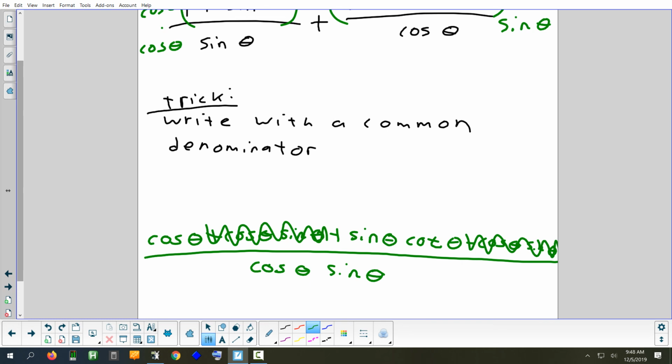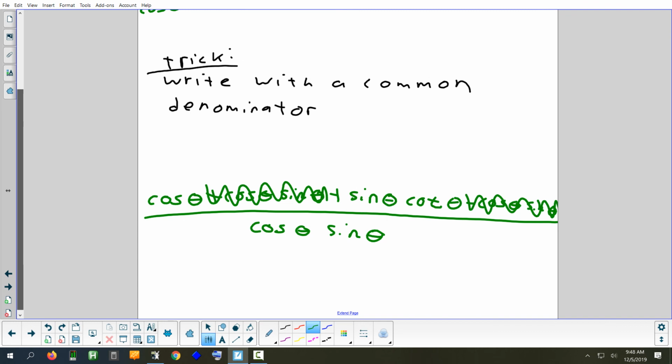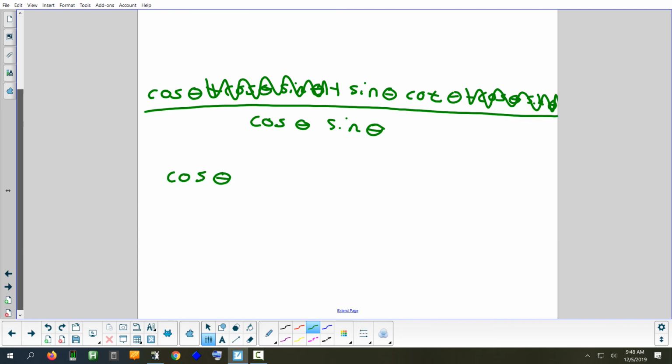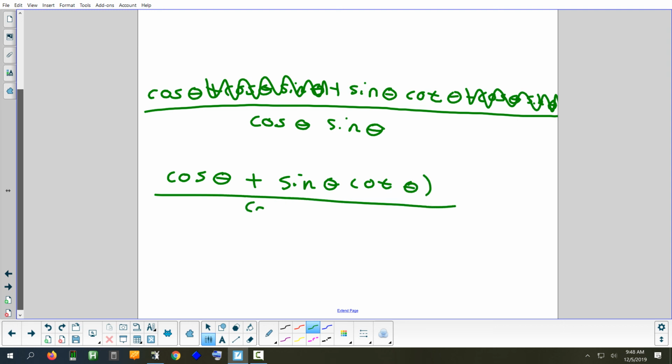Okay, now so we can see it, let's write what we have left now. Cosine plus sine over cosine sine. All right, so here we wouldn't want to do common denominator. We've already done that. Common denominator is when you have 2 separate fractions. We don't have that. We have 1 fraction. How about conjugate of the bottom?